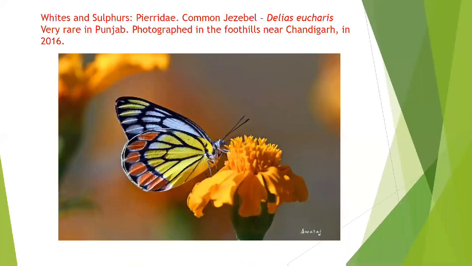Next. Now, coming to whites and sulfurs. Common Jezebel, Delias eucharis. I really don't understand why this beautiful butterfly is called Jezebel, because the word Jezebel has extremely negative connotations. It means a woman of very loose moral character who attracts others and makes use of her sexuality to entrap men. I don't know why this beautiful, innocent butterfly is called a Jezebel. Anyway, it's supposedly very rare in Punjab. I photographed it in Chandigarh in the foothills area. Next.